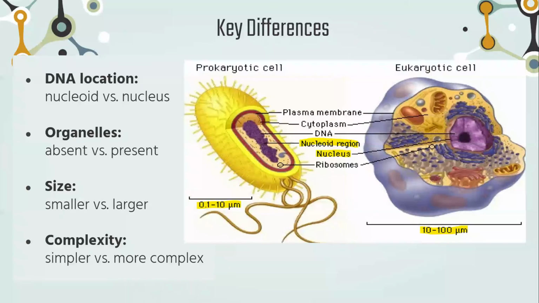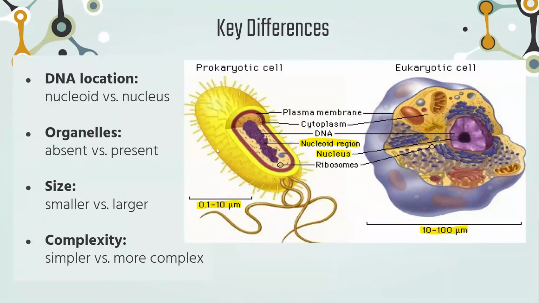So the key differences between a prokaryotic cell and a eukaryotic cell is the location of the DNA. Prokaryotic cells have the DNA located in the nucleoid region, and eukaryotic cells have the DNA located in the nucleus. Prokaryotic cells do not have any membrane-bound organelles, but eukaryotic cells do have many membrane-bound organelles that function together within the cell.